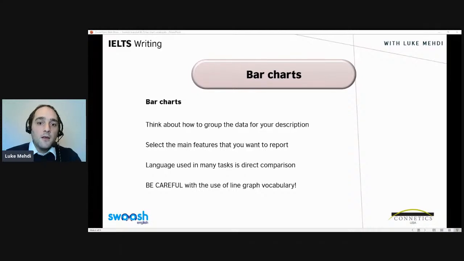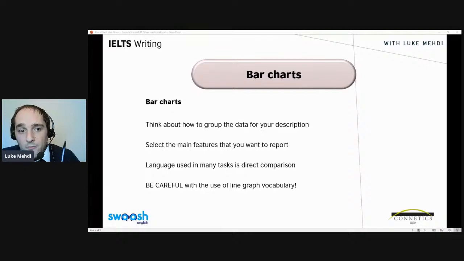Now, another problem with the bar charts is the language that people use. So in many of these bar chart tasks, the language used is direct comparison. You're comparing, let's say, between males and females, or comparing between different countries. A was more than B. There were twice as many people who chose A compared to B, something like that.